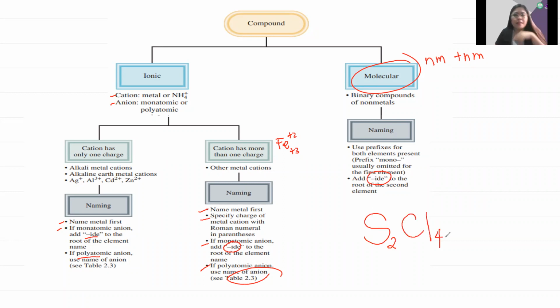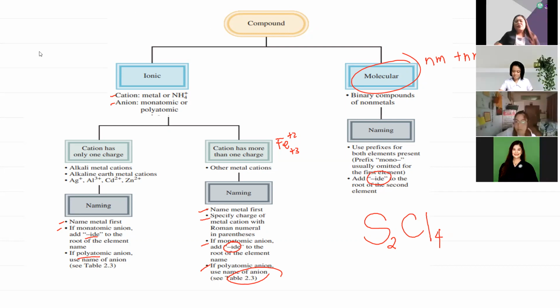How do we name this? What's the name of S2Cl4? What's the first thing to do? Classify whether this is ionic or molecular. So class, ano ito? Ionic or molecular? Molecular. Okay, very good. This is molecular. Bakit molecular? Kasi sulfur is a non-metal and chlorine is also a non-metal. So kung molecular siya, gagamit tayo ng prefixes. So ano ngayon ang pangalan ng compound na ito? Disulfur tetrachloride. Okay, very good.